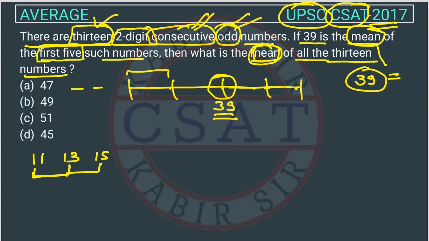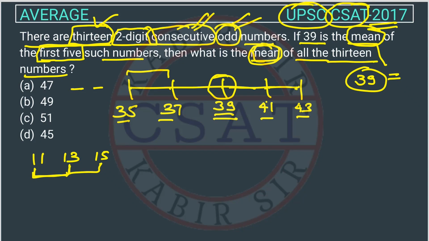So if we know 39 is here, what will we know? This will be the next number. So the next odd number will be 41, and the next will be 43. Similarly, if 39 is here, this side will be 37, because they have given that these are consecutive odd numbers, and this will be 35. So here we have to use our common sense.